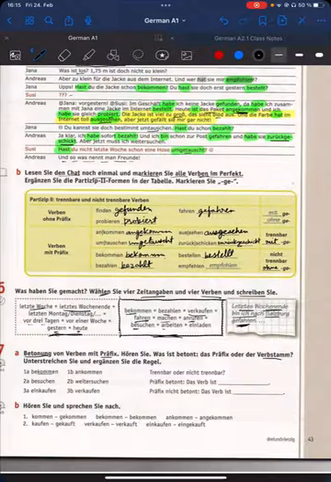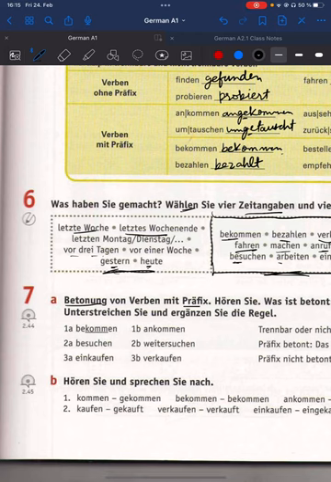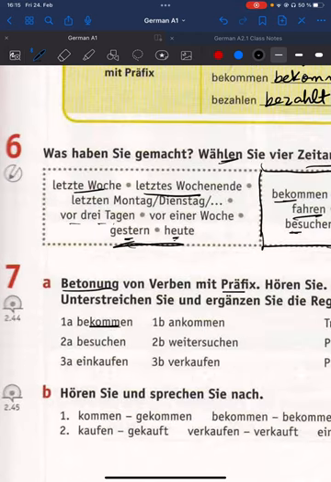Aufgabe 7a. 1a bekommen. 1b ankommen. 2a besuchen. 2b weitersuchen. 3a einkaufen. 3b verkaufen.